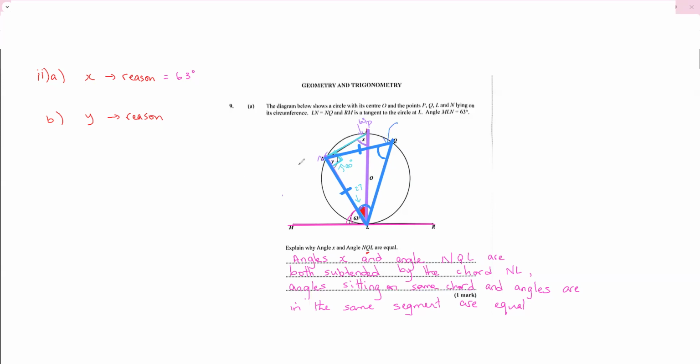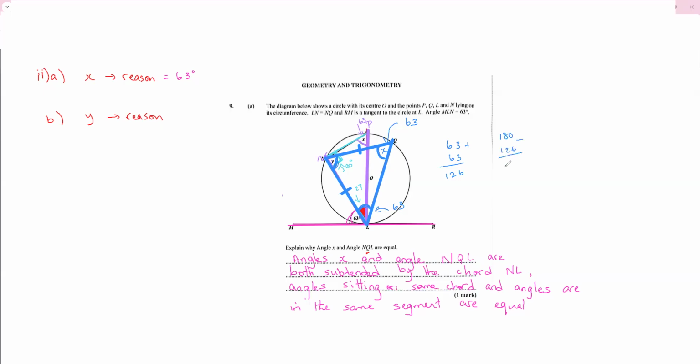Don't we know this angle? Remember, this was sitting on the same chord as this one. So this and this would have been the same. So if this is 63, here's also 63. So if I know that this is 63, this whole thing here is also 63. And y is the third angle in this triangle. So we could add up what we know and subtract it from 180.